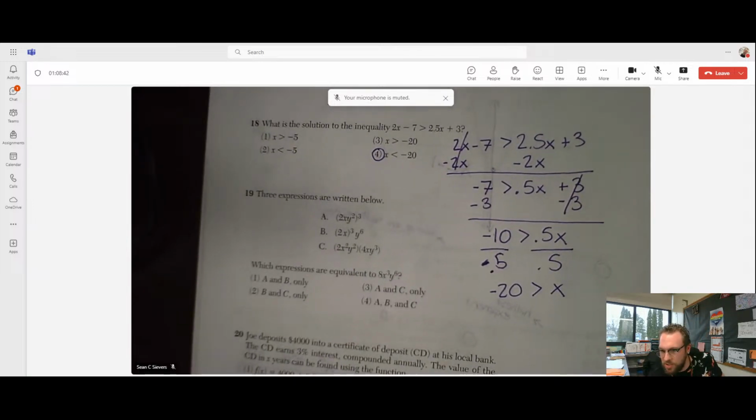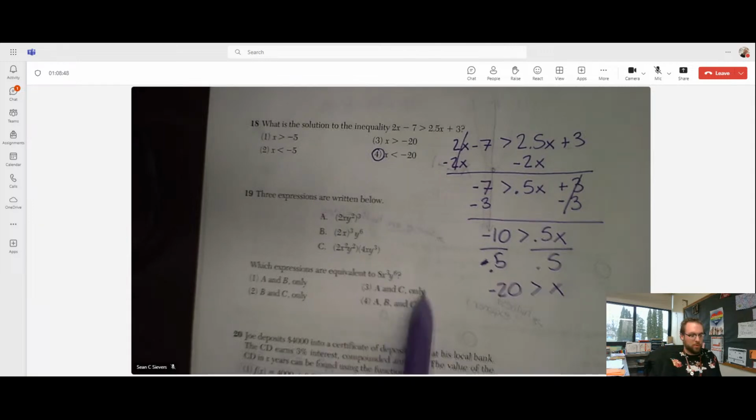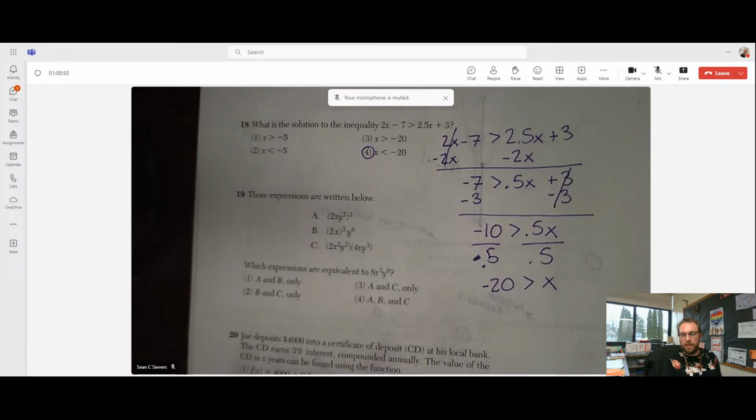Wait, hold on, George, the question, because the sign flips when you divide. The sign flips when you divide or multiply by a negative number when we're talking about inequalities. Yes. Yep.